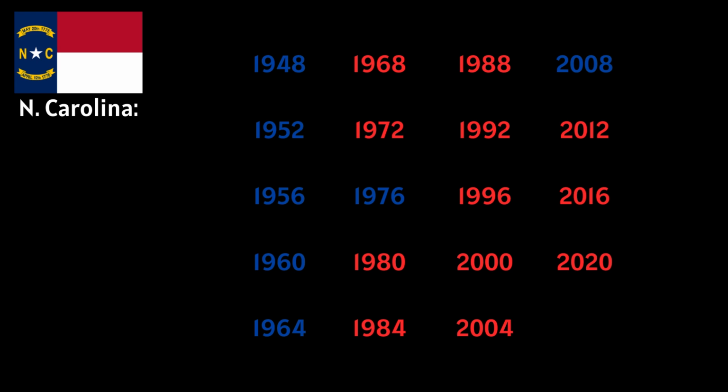Historically, North Carolina is a red state, having voted for 12 Republicans and 7 Democrats, with 5 of those Democrat wins coming before 1970.